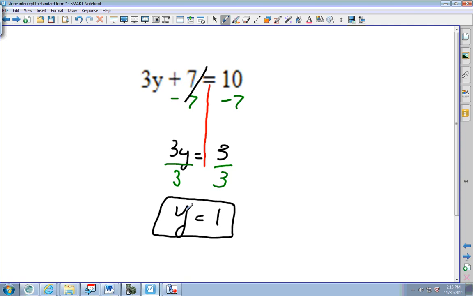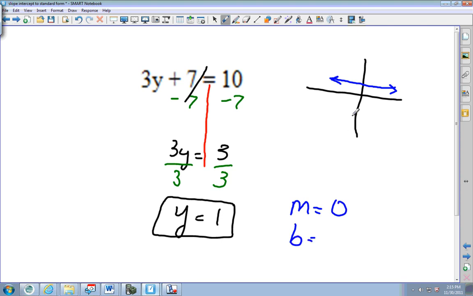That's okay. This is a good equation. Remember that if you put in your calculator y equals 1, that means we're going to have a horizontal line right there at 1. It's going to look like this. Well, what's the slope of a horizontal line? 0. What's the y-intercept? Where does it cross the y-axis? Right here at 1. It's (0, 1).